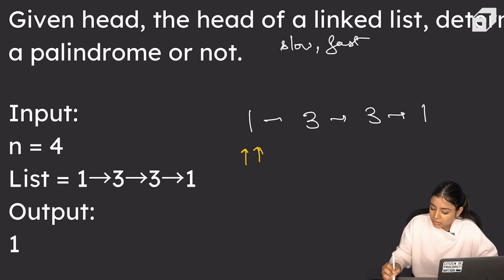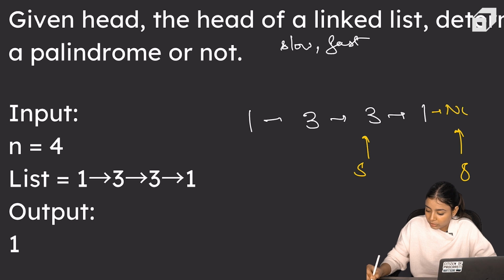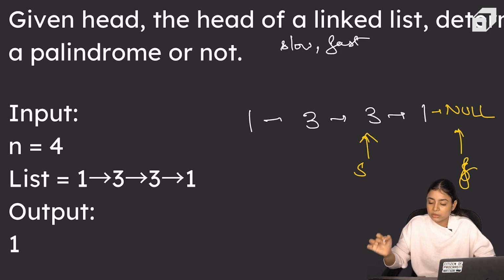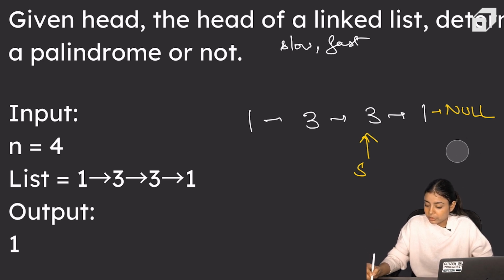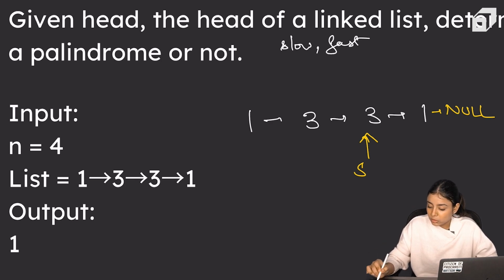So if we have our slow and fast pointers here, in the next iteration of the loop, we'll have the slow pointer here and fast pointer here. In the next iteration, we'll have the slow pointer here and fast pointer here, on null. So now when our fast pointer has reached null, I can say that the slow pointer is pointing to my middle node. So we found the middle node. What I'll do then is, starting from the middle node, I'll reverse the rest of the linked list.